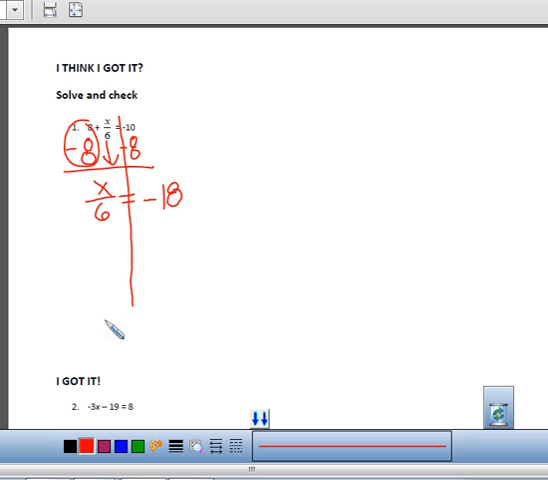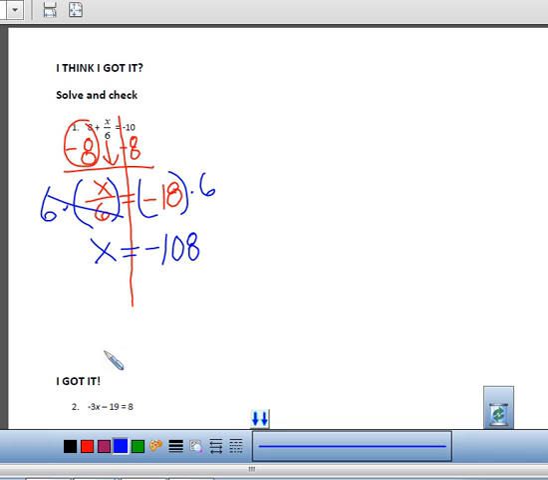Be careful. Now how do I get rid of this x over 6? That's the same as x divided by 6. So the inverse operation of divide is multiply. So I'm going to multiply both sides by 6. And we get x equals negative 108. Okay, now there's my final answer. So now I need to check it.